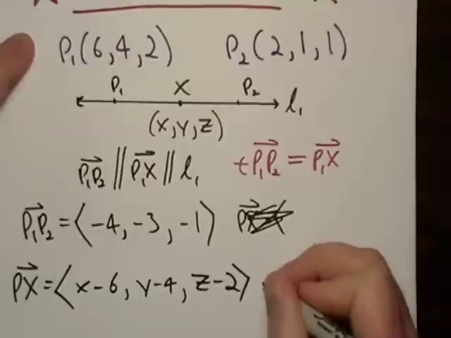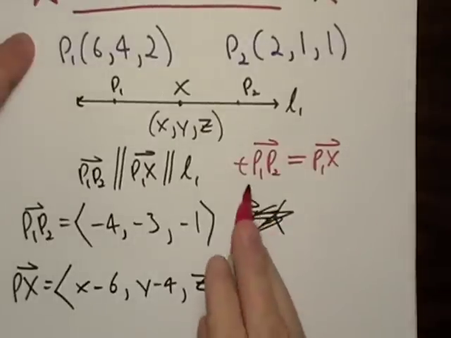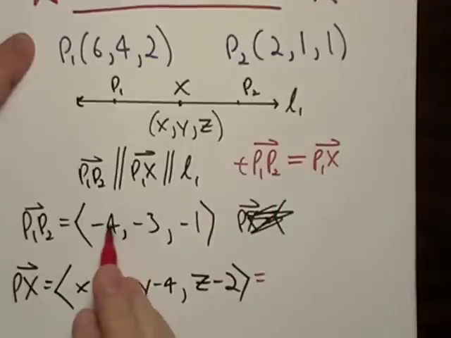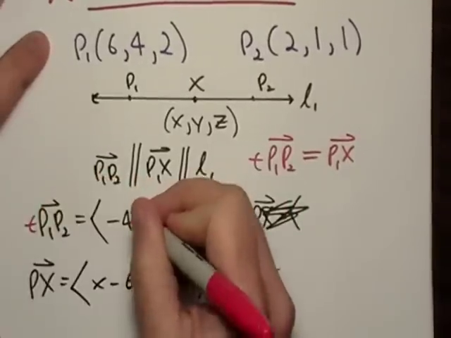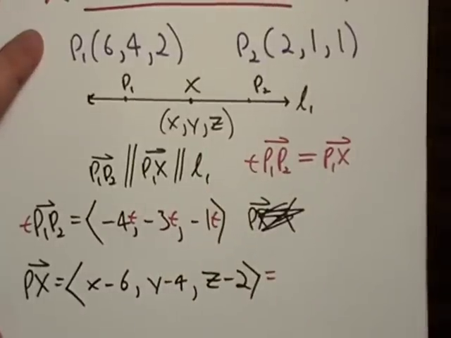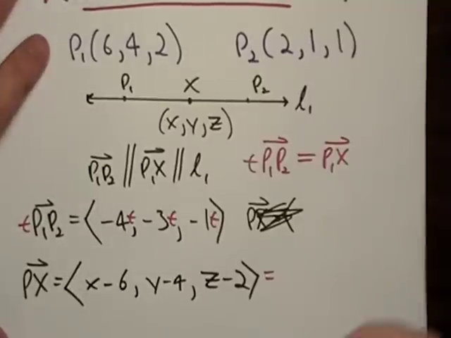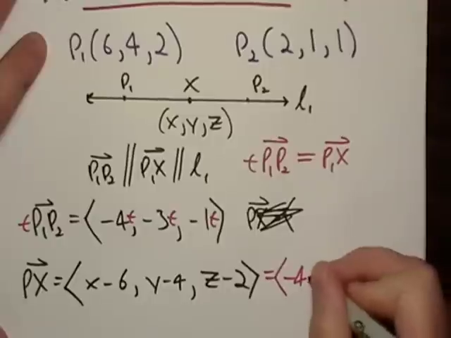P1X is now equal to t times P1P2, and all I'm going to do is distribute the t in here. I'm not going to rewrite it because that would be redundant.